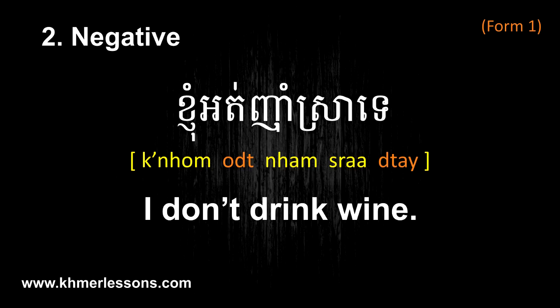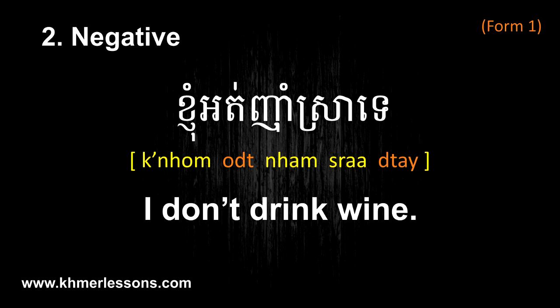I don't drink wine. For Western people, when they think about wine, they think about red wine and white wine. But in Khmer, when we talk about wine, we talk about red wine, white wine, whiskey, any alcohol besides beer. Beer we call beer, and for wine we call sra. So sra includes all: red wine, white wine, whiskey, any alcohol.